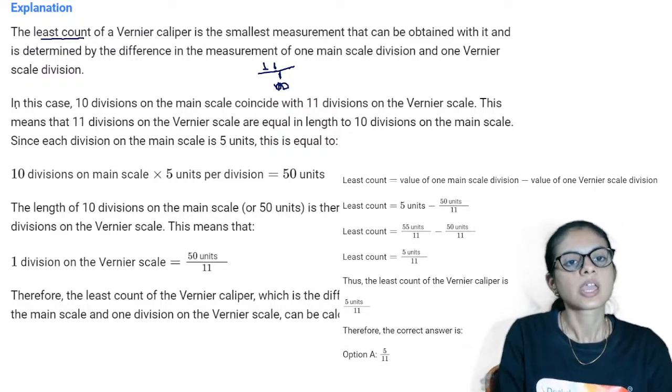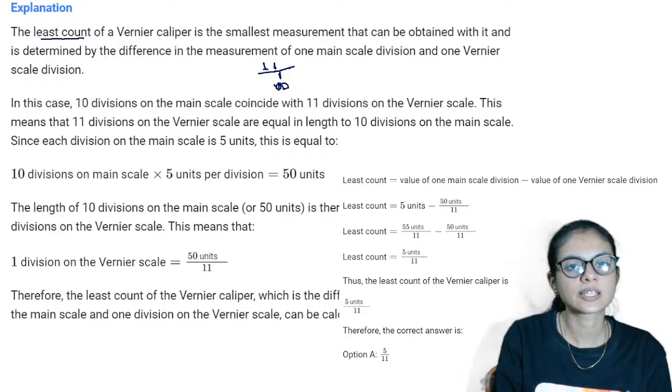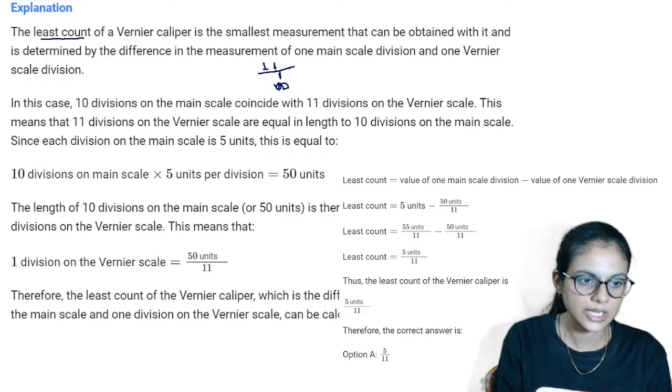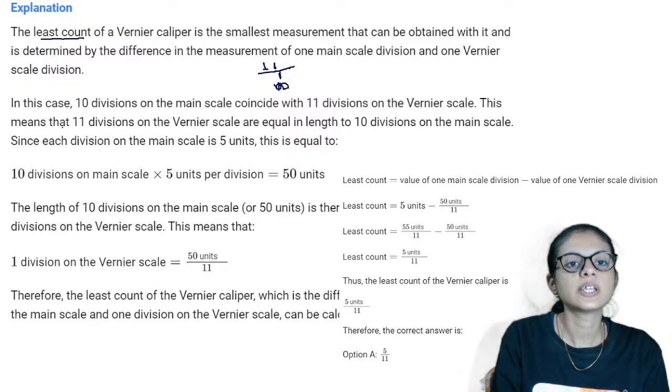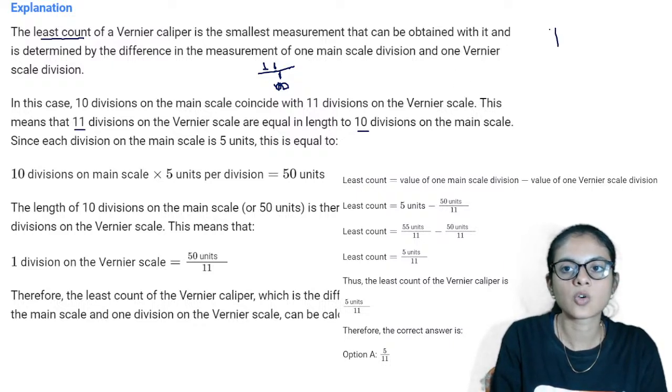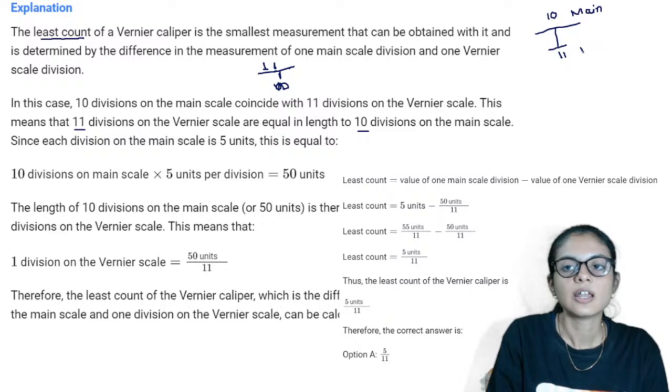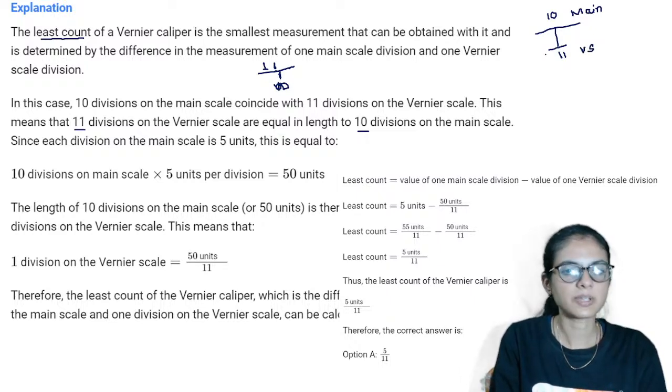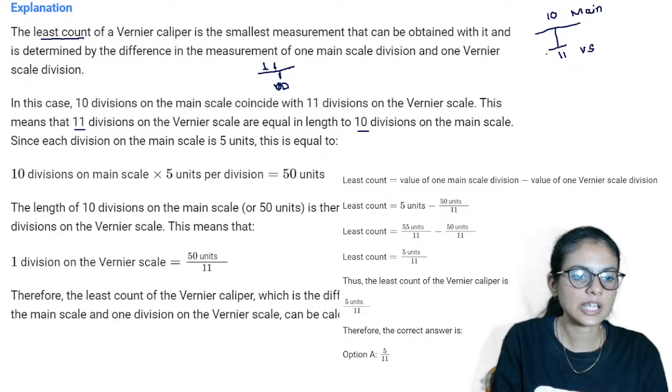In this case, the 10th division of the main scale coincides with the 11th division of the vernier scale. It's given in the question. This means that the 11th division on the vernier scale is equal to the length of the 10th division. Exactly, because they are coinciding. In the main scale it is showing the 10th position and in the vernier scale it is showing the 11th position. That means both distances exist at the same point, right? So both have the same distance.